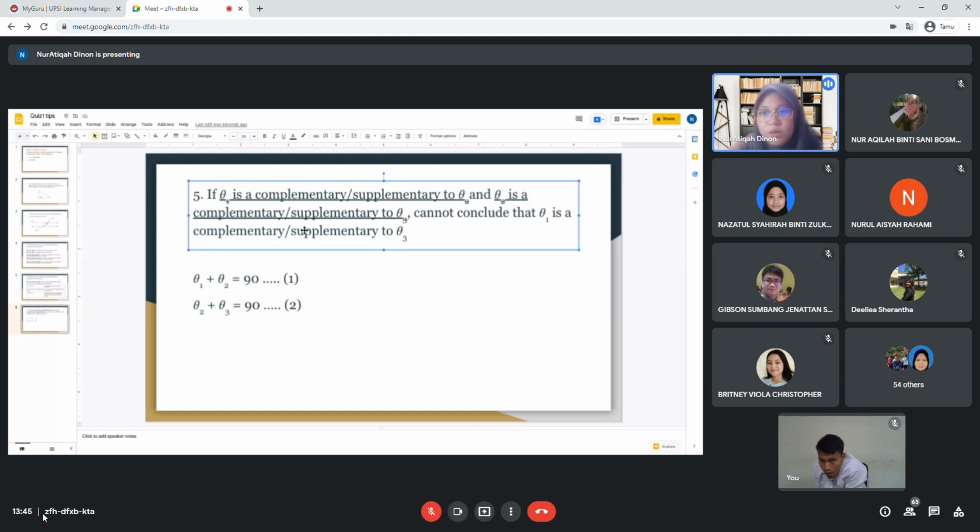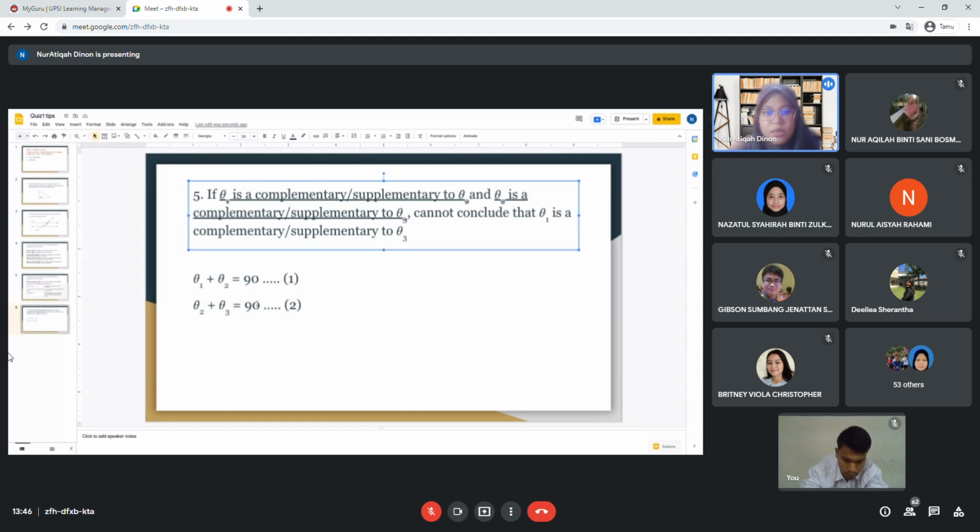Transitive. We cannot use the transitive, which is kita tahu theta 1 complementary theta 2, theta 2 complementary theta 3. We cannot say theta 1 is a complementary or supplementary to theta 3. We cannot say directly. Kita tak boleh buat that kind of conclusion lah. But what you can do is, I just give a hint here lah. Kalau you have this kind of given in the question, you boleh buat, you put the equation for the complementary or supplementary. If supplementary equals to 180 here lah.